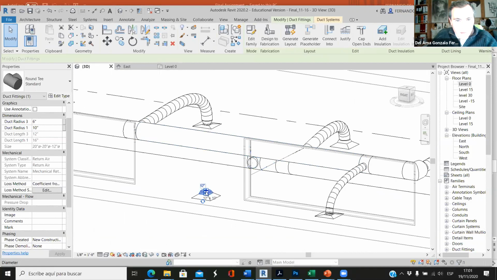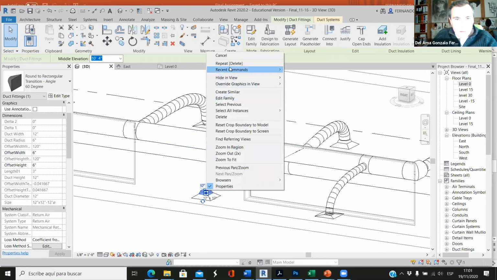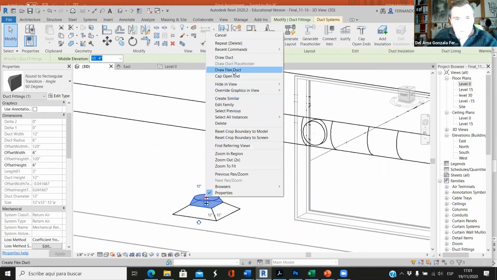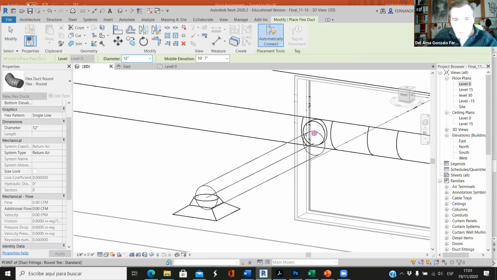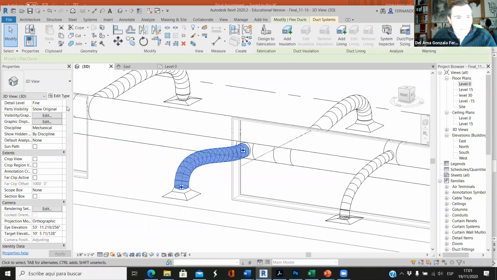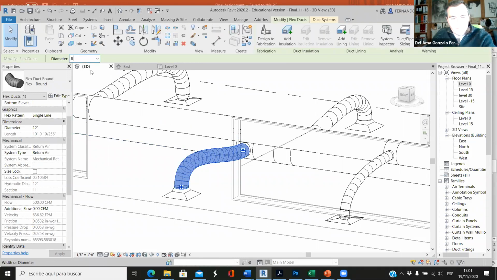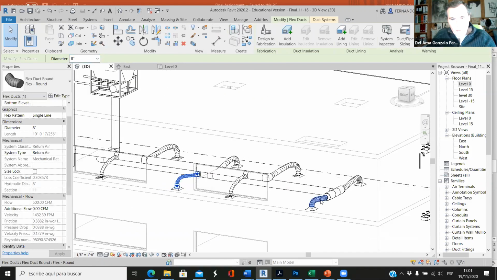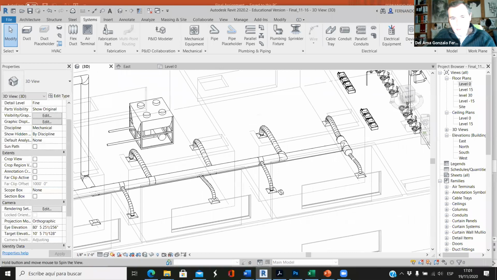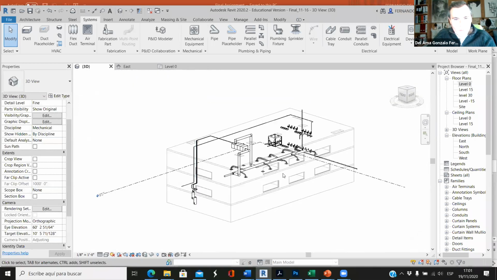Okay, and now I draw flex duct here. Okay, I think it works. And this has to be 8. And this has to be 8. There you go. Yeah, because this is coming from the office space and this is coming from the classroom. Okay, so that works. This is what I wanted to show you.